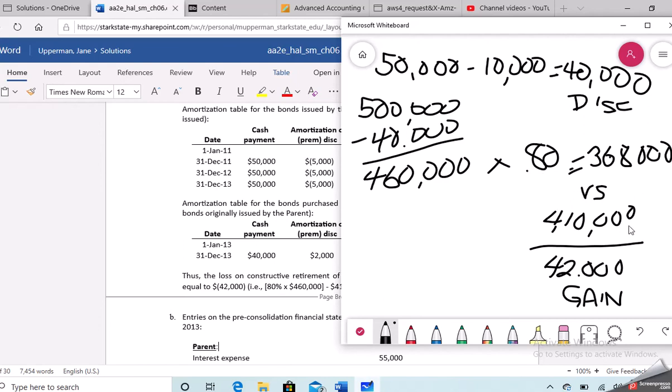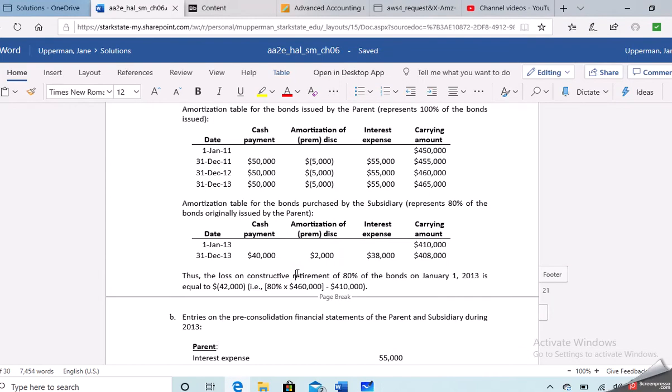We compare that net book value to the $410,000 that the sub paid, and I'm sorry, it's not a gain. Let me cross that off. It's a loss. So we would have a loss on the retirement of those bonds because we paid $410,000 to retire $368,000 of debt. That is kind of what this is showing right here.